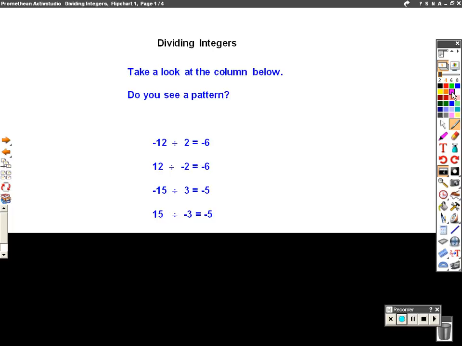If you're like me, you probably started noticing that at least one number in the question had a negative, and each of the answers had a negative. So that's interesting. One was a negative, one's a positive, and the answer was a negative. Once again, one's a positive, one's a negative, and the answer's a negative. So when they have different symbols, it equals a negative. That sounds really familiar.